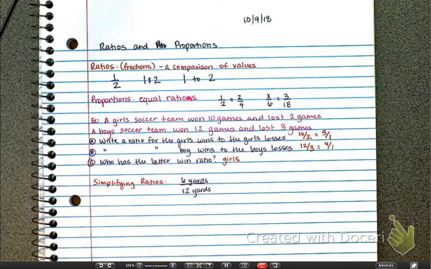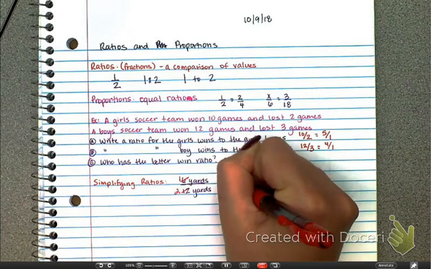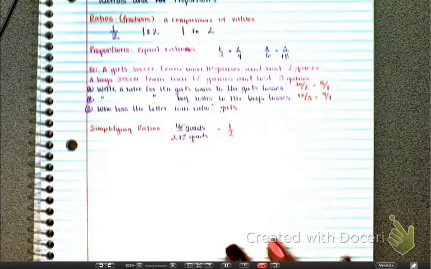What can I reduce 6 and 12 by? You want to think of the largest number that goes into both 6 and 12, because if you start with the smallest number, you're going to have to reduce quite a few times. So we want to simplify it as much as we can at the very beginning. So what's the largest number that goes into 6 and 12? So my ratio then is 1/2. Largest number you can simplify by.